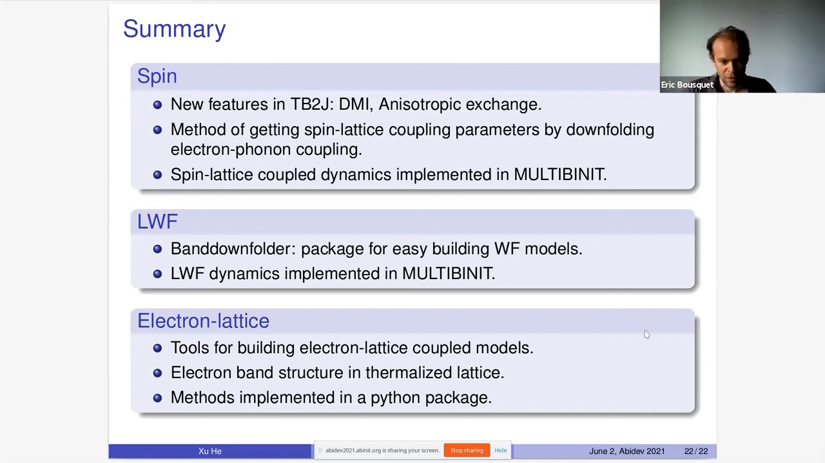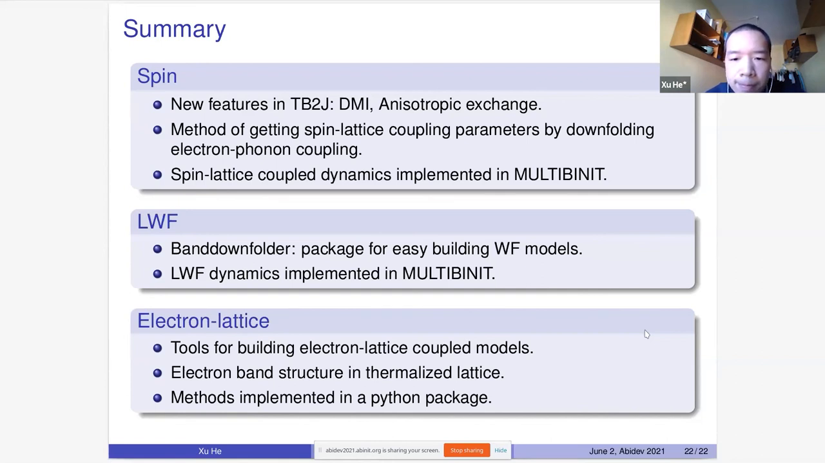Okay. And then when you say the lattice Wannier function dynamics is implemented in Multibinit, was it related to what William has implemented or not? It's an independent implementation. Basically it takes the general framework of Multibinit, so there's not much work to do because everything is already almost there.